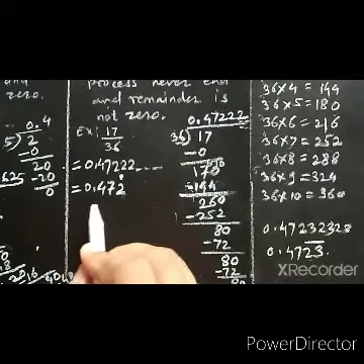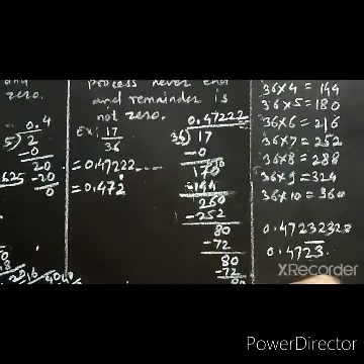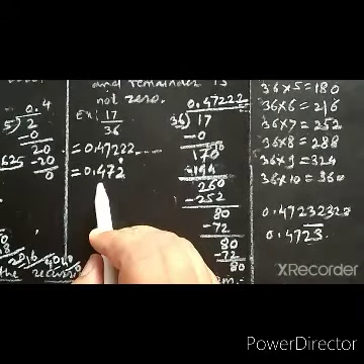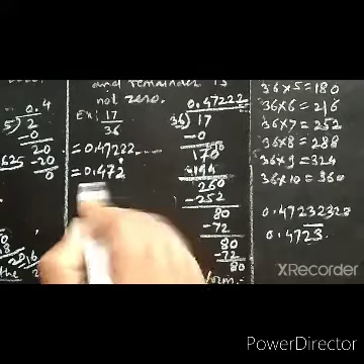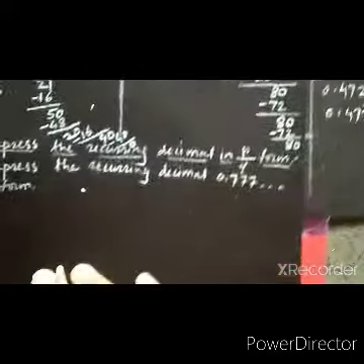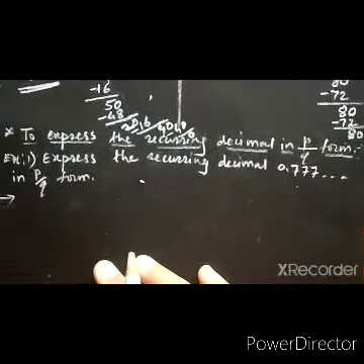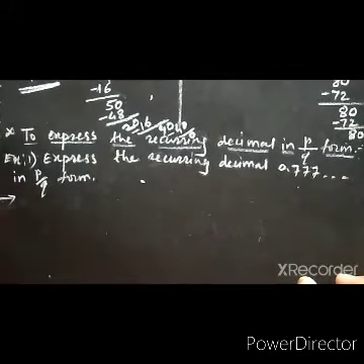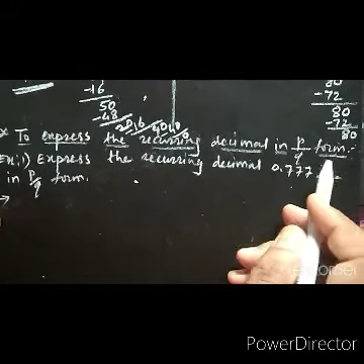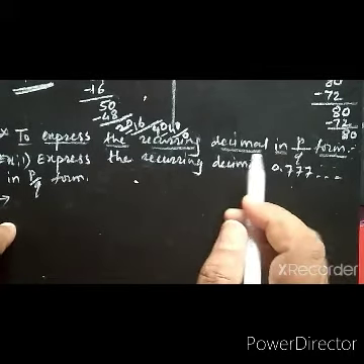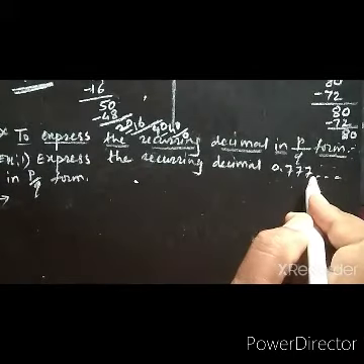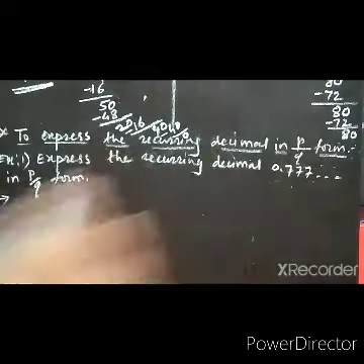So here the process never ends and the remainder is not 0. Therefore this is an example of non-terminating type. Now let us see the next point, to express the recurring decimal in P upon Q form. So let us see example number 1. Express the recurring decimal 0.777 and so on in P upon Q form.